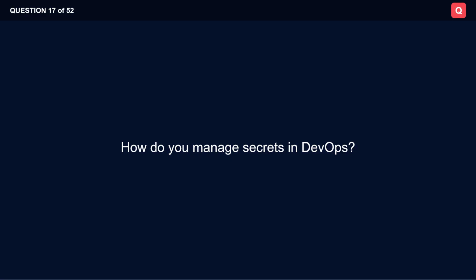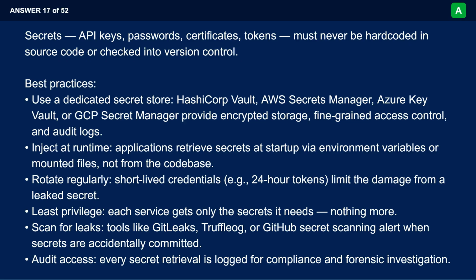How do you manage secrets in DevOps? Secrets, API keys, passwords, certificates, tokens must never be hard-coded in source code or checked into version control. Best practices: use a dedicated secret store.